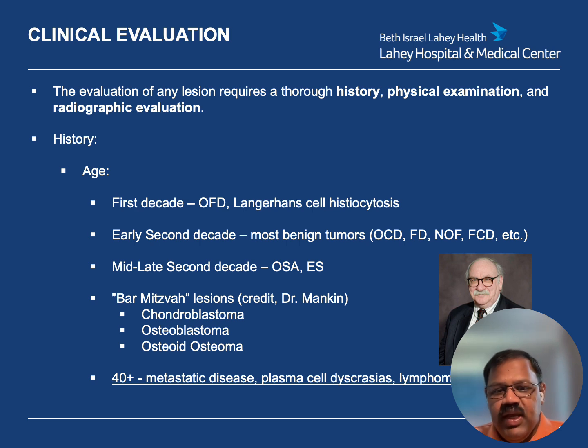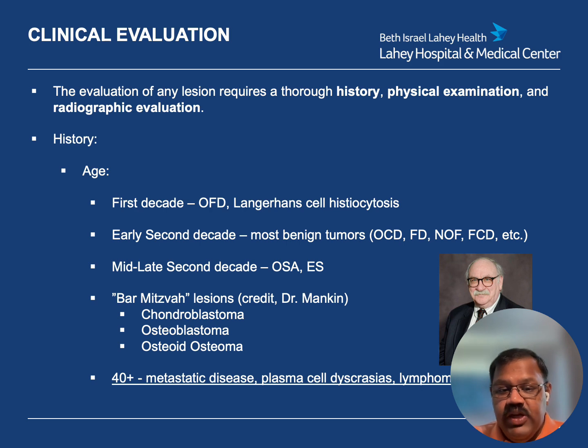So for instance, in the first decade of life, the most common lesions that we see are osteofibrous dysplasia and Langerhans cell histiocytosis. In the early second decade of life, we really see mostly benign tumors like osteochondral defects, fibrous dysplasias, osteochondromas, non-ossifying fibromas, fibrous cortical defects, etc. In the mid to late second decade, so late adolescence, that's when we start seeing some of the malignant etiologies like osteosarcoma and Ewing sarcoma. And then there are a certain list of these prototypical, early adolescent, like age 13 or so, lesions that Dr. Mankin has coined as bar mitzvah lesions. And these include chondroblastomas, osteoblastomas, and osteoid osteomas.